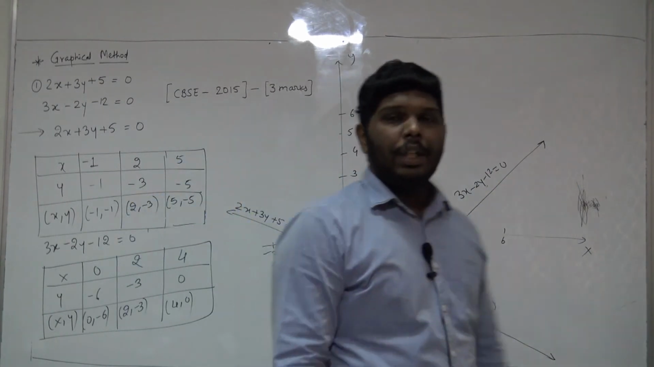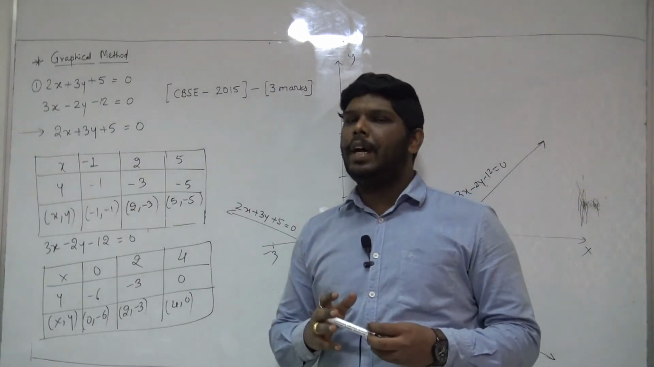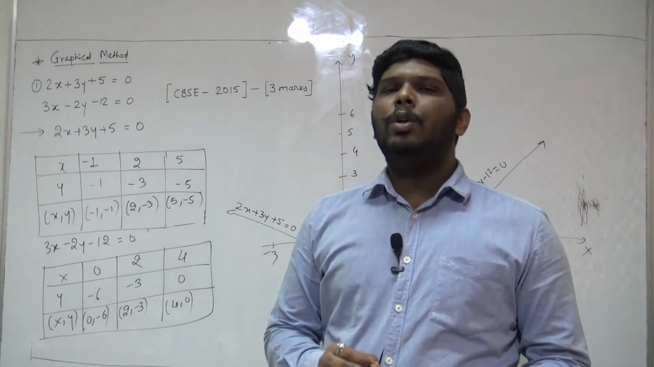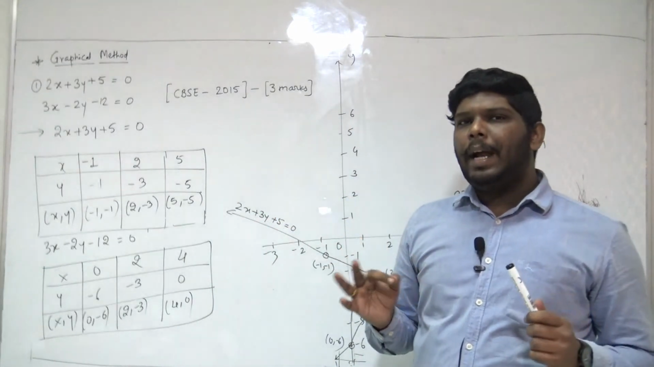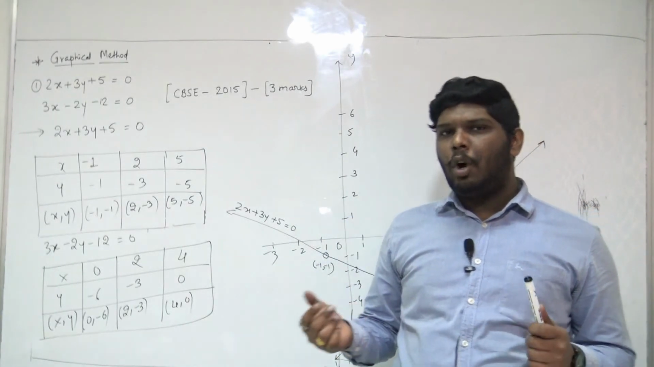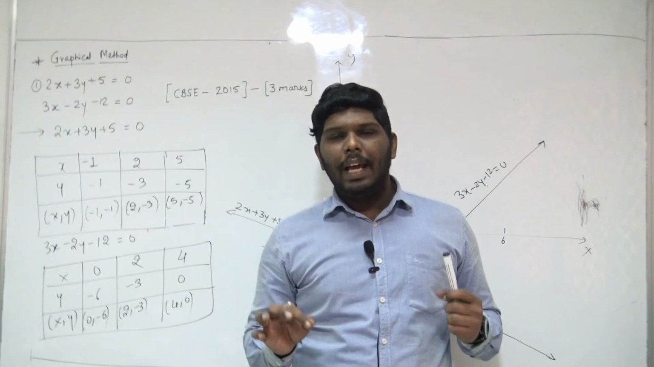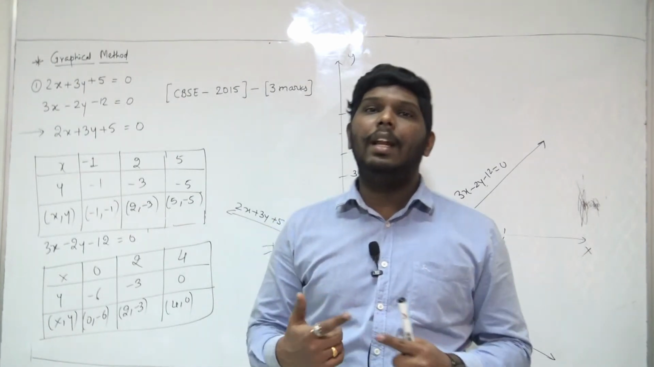Now the question is asking you the solution of x and y. So what do you mean by solution of x and y? It is those values of x and y where the two lines are intersecting. Now it might be that the lines are not intersecting at all. If the lines are not intersecting, we call them parallel lines. So if the lines are parallel, we say there is no solution, correct? All this type of case we'll be learning in the next video.